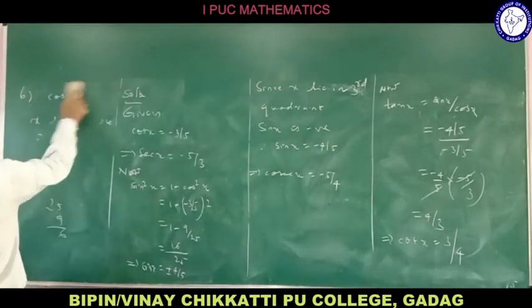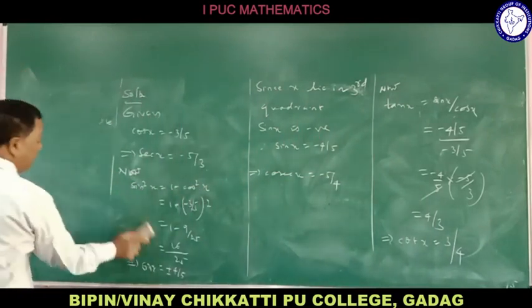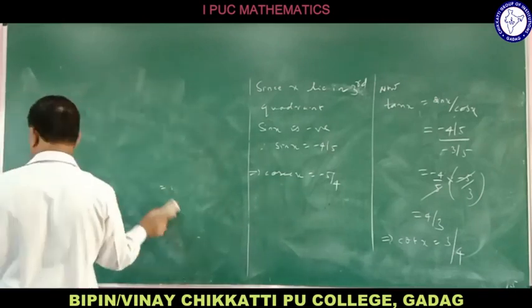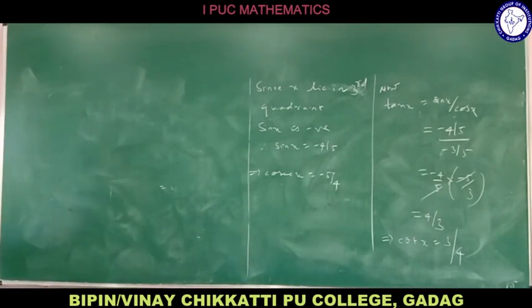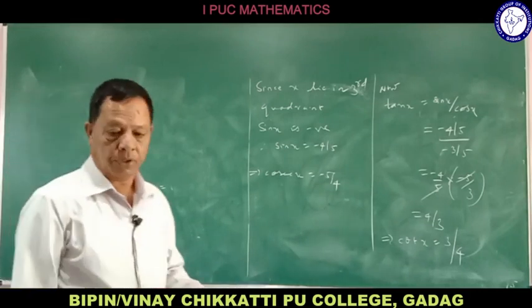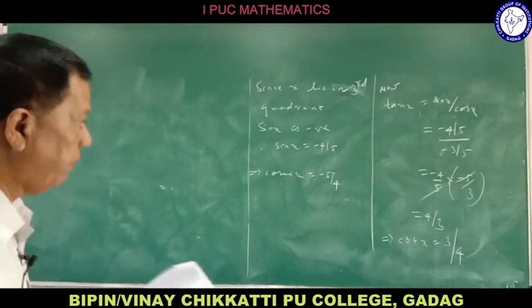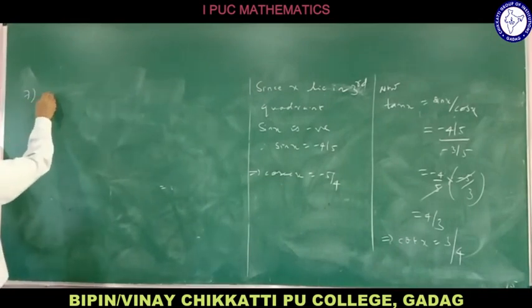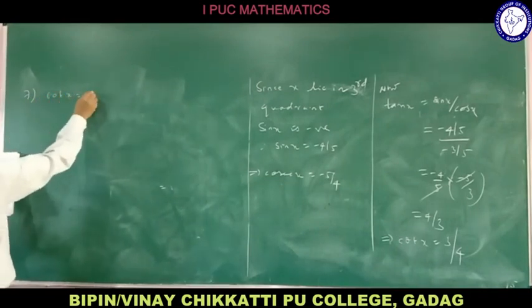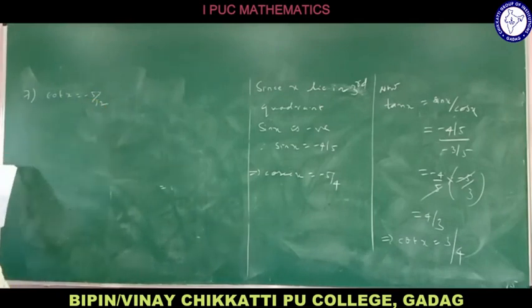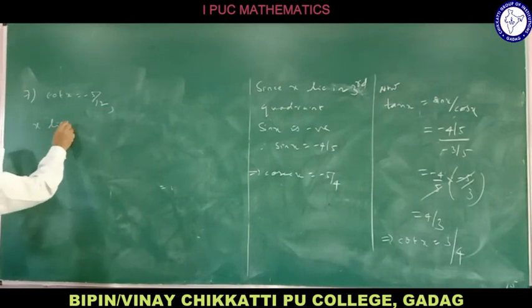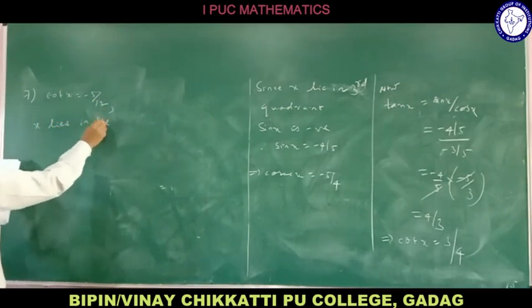Now I am going to see the seventh one. All problems here I am explaining how to find out the results, and accordingly you can plan it. So here you have understood cot x is equal to 3 by 4. Now the seventh one I am writing here. Cot x is equal to minus 5 by 12. X lies in the second quadrant.